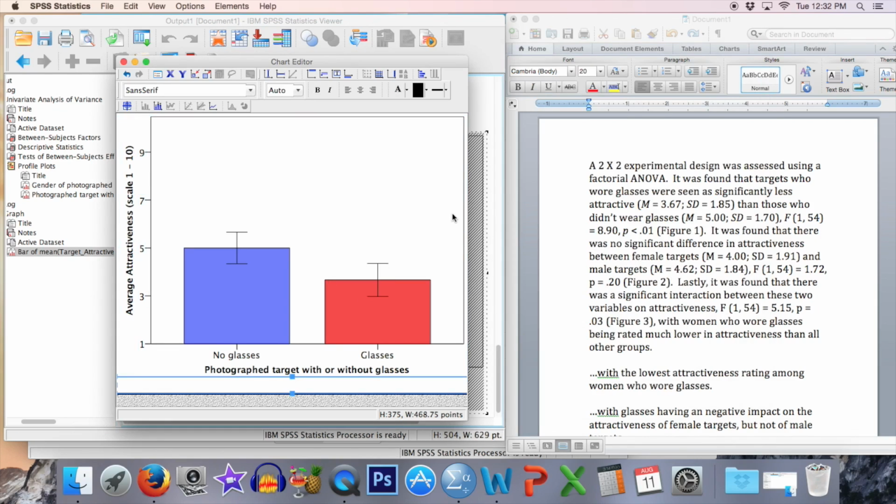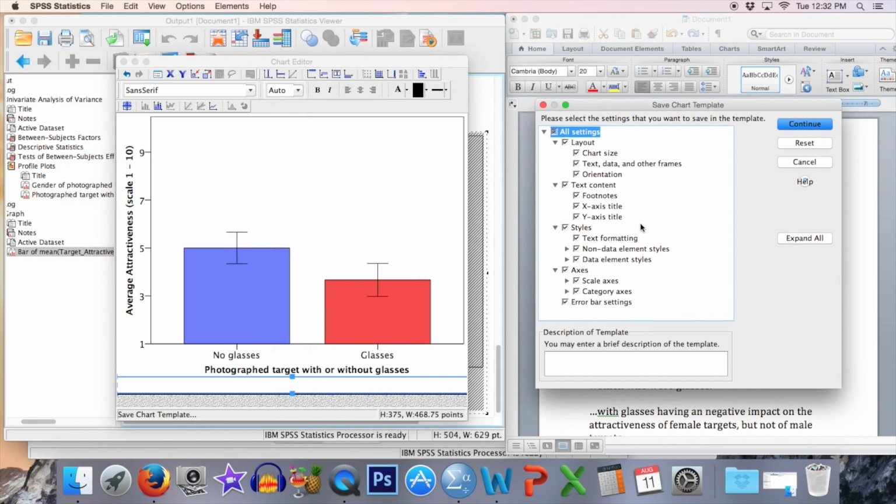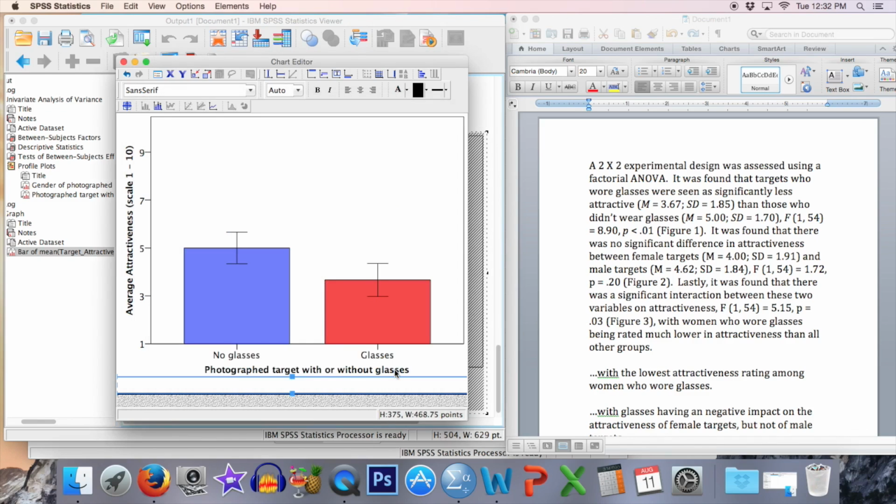And one thing we can do, since we have spent all this work making this chart template look just the way we like, is we can save it by going File, Save Chart Template, and then just click All Settings, except that the axis is going to be a little bit different. So we'll uncheck text content because we'll be making a different graph, but everything else can remain the same. And click Continue and just save that wherever. I'll save it on the desktop. Put in bar graph template and click Save.